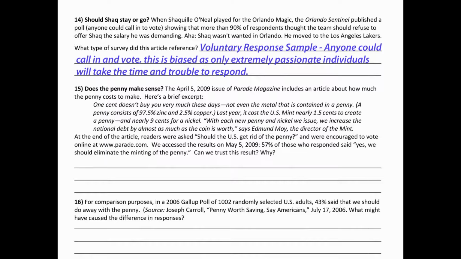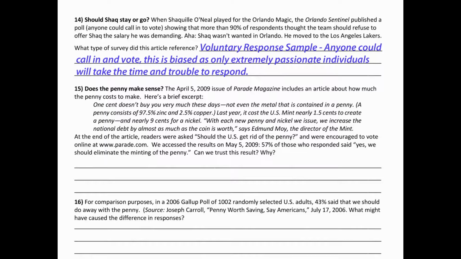They're kind of pessimistic. Number 15, kind of looking at if the penny makes sense. In April 2009, an issue of Parade magazine included an article about how much it costs to actually make a penny. So the italic part is a brief excerpt. 1 cent doesn't buy you very much these days, not even the metal that's contained in a penny. A penny consists of 97.5% zinc and only 2.5% copper. So if you think a penny is copper, it's not really that much copper.